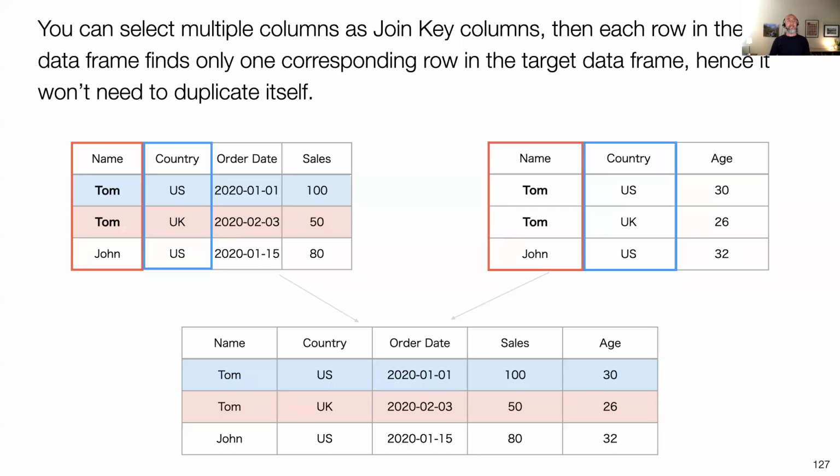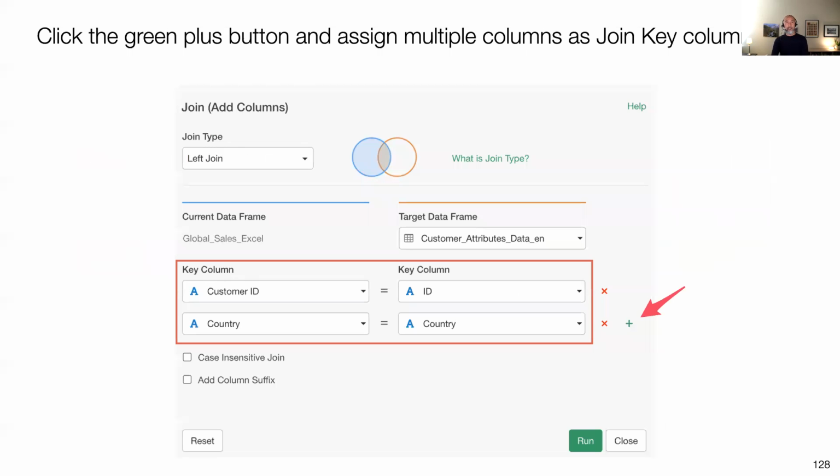An easy way to check is this: if you have 1,000 rows in the main data frame, and when you do the join just to get the attribute data, somehow you get 2,000 rows or maybe 10,000 rows, a lot more rows as a result, that's when you want to make sure whether that's what you wanted or whether it's unexpected. Okay. So in order to assign two join keys, you click on this green plus button, and then you assign another join key column. Okay.